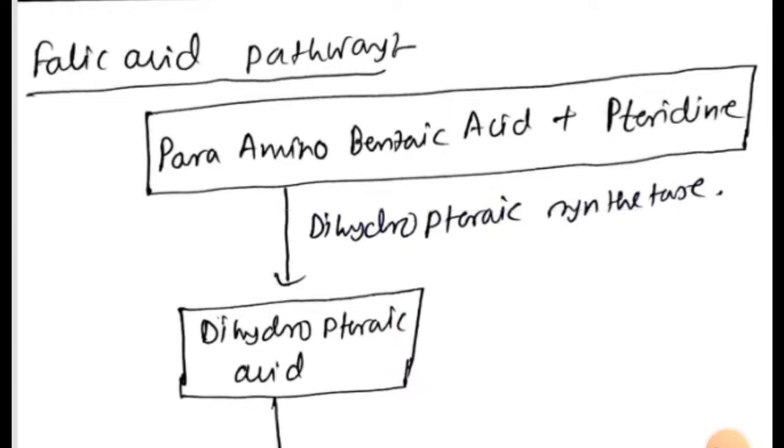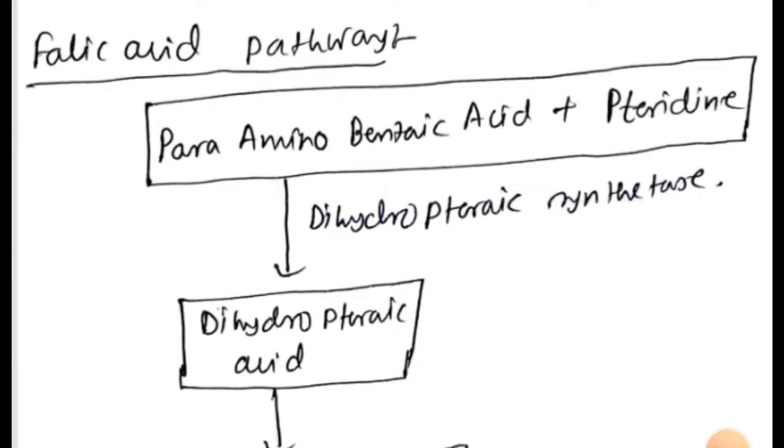So in this video tutorial we are going to block the folic acid pathway of bacteria. Before discussing what kind of antibiotic we will use, the first thing that is important to mention is what the folic acid pathway is. Let me introduce the pathway.